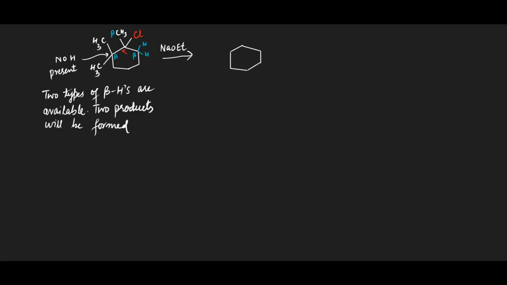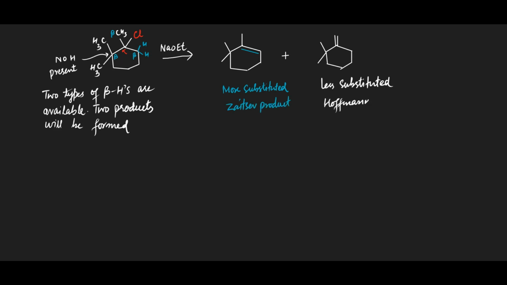Removal of beta hydrogen from ring gives this cyclic alkene, and removal of beta hydrogen from exo-methyl gives this exocyclic alkene. This alkene is more substituted and hence Zaitsev product. This alkene is less substituted and hence Hofmann product. Zaitsev product will be major and Hofmann minor product.